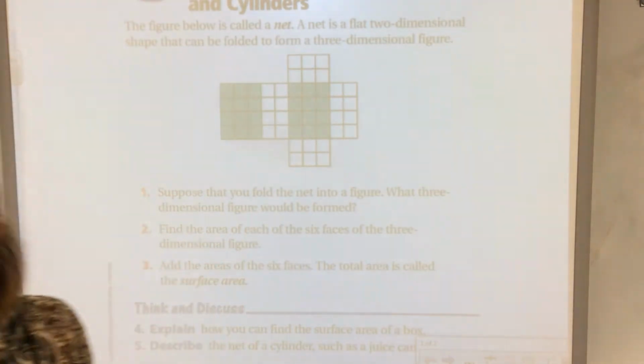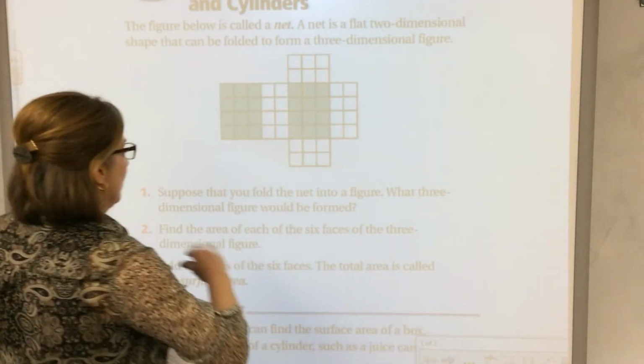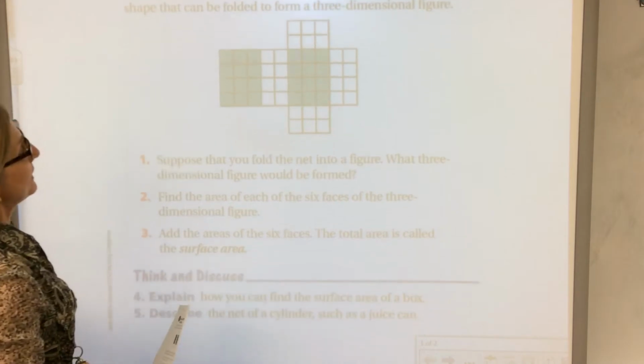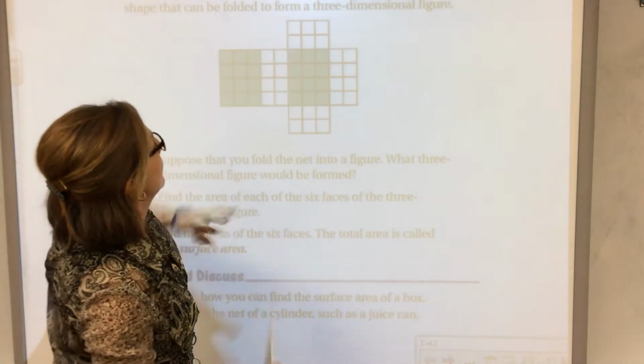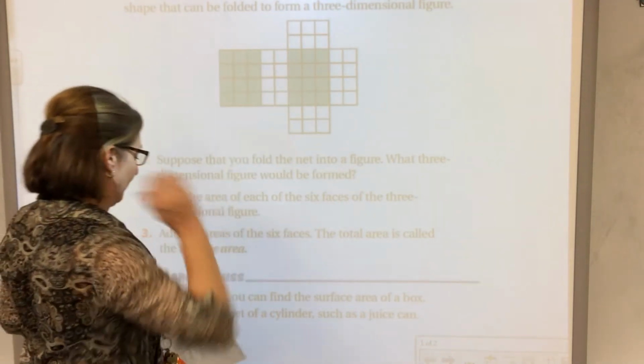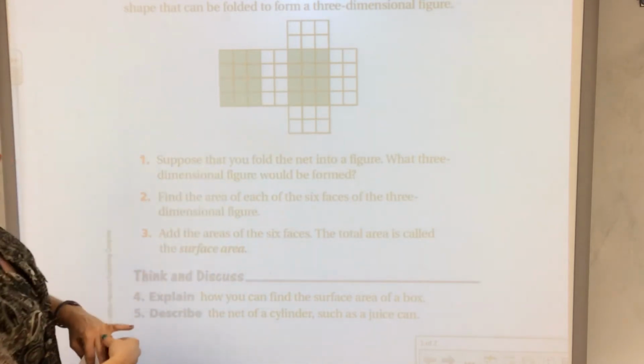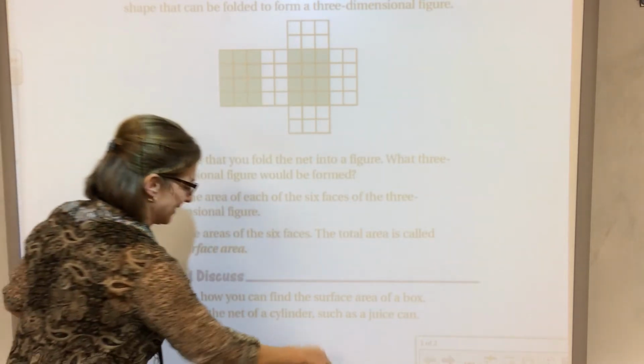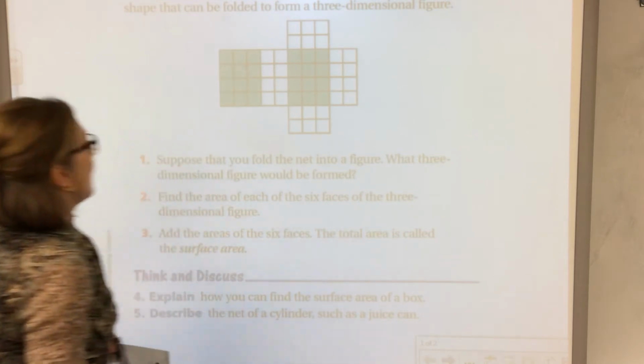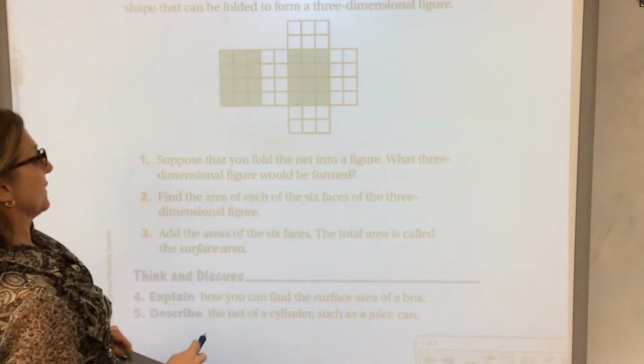All right, so just so you know, to find the area, normally we'll be given lengths and widths and heights of everything, but since we've got the squares on there, we can go ahead and see them, so I'm just going to use those. So it says find the area of each of the 6 faces.